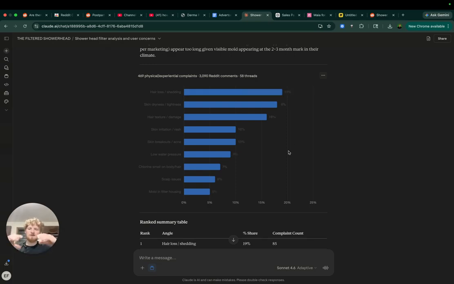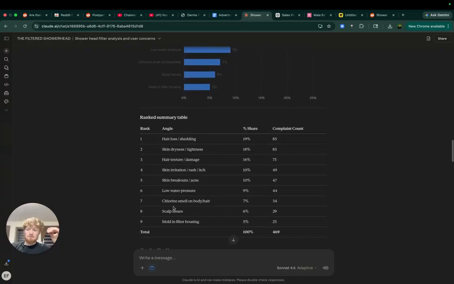So we can clearly see the biggest problem that this product is solving here is hair loss slash shedding. Then we have dryness, then we have hair texture, then we have rashes, we have skin breakouts, we have low water pressure, which I don't get why that one's in there. Then we have body slash hair, then we have scalp issues, right?